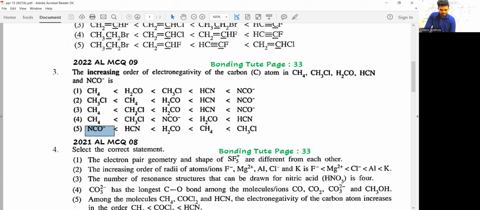And then you can say our H2CO is an sp2 hybridized one. So therefore it should have a higher electronegativity than sp3 ones. So you can eliminate the first one also in that same logic. Then you can eliminate our fourth one also, because H2CO is there between 2 sp carbon atoms. So sp2 one should be lower. So then we eliminated 1, 4, and 5. Sorry.